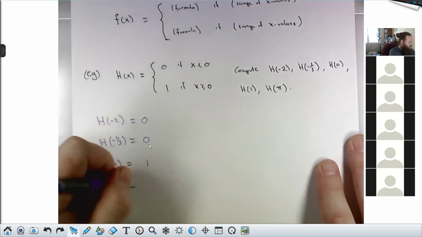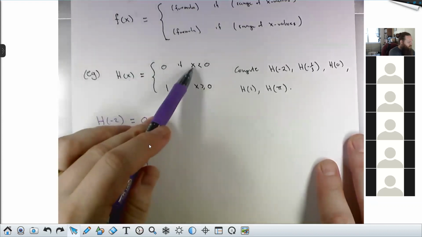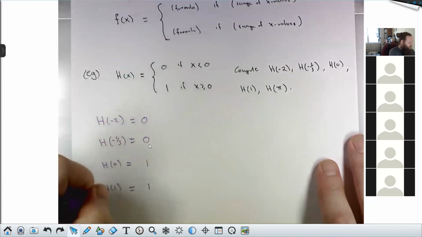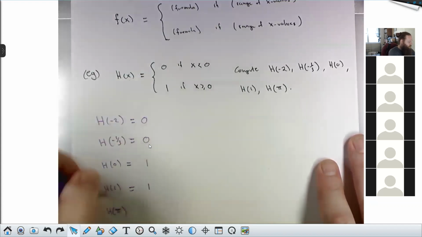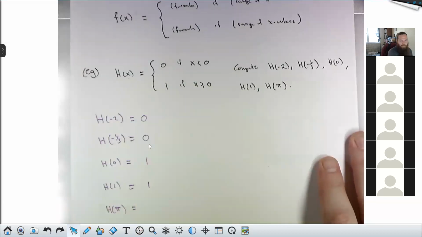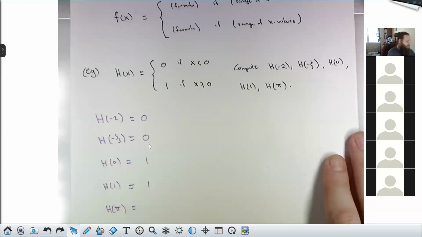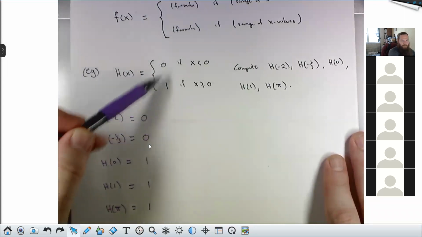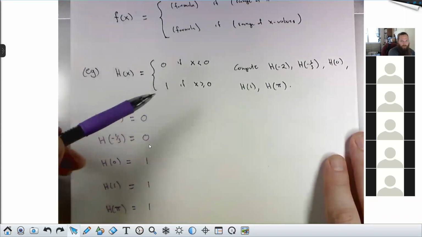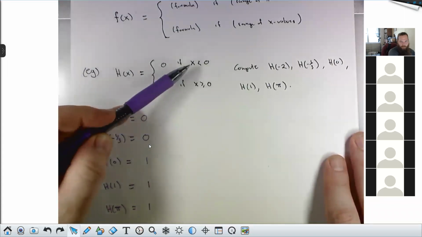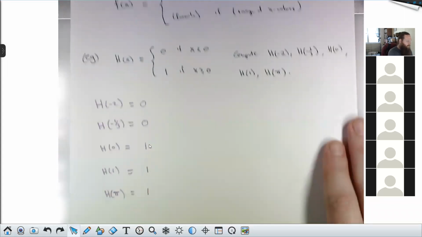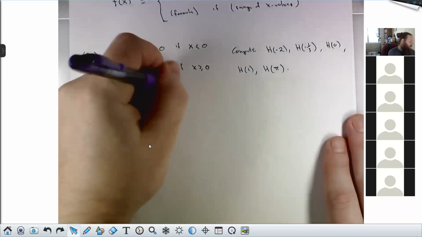H of 1. Well, I want to plug 1 in here. I ask, is 1 less than 0? No. Is 1 greater than or equal to 0? Yeah. So the output will be this guy. And h of pi. What is h of pi? One. That's also 1. Very good. So again, this function is only ever capable of spitting out two numbers. It either spits out a 0 or a 1. It'll spit out a 0 if you feed it something which is negative. It'll spit out a 1 if you feed it something which is not negative. Again, this guy is called the Heaviside step function.